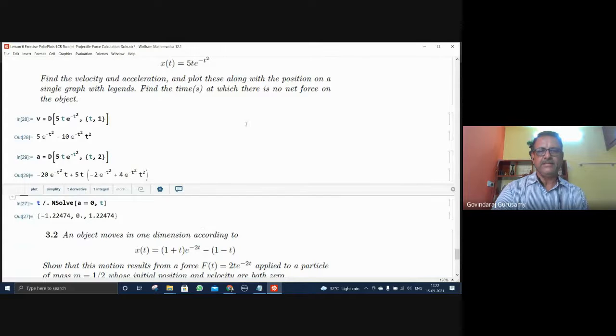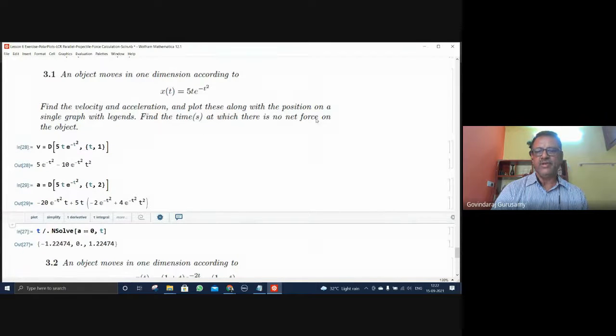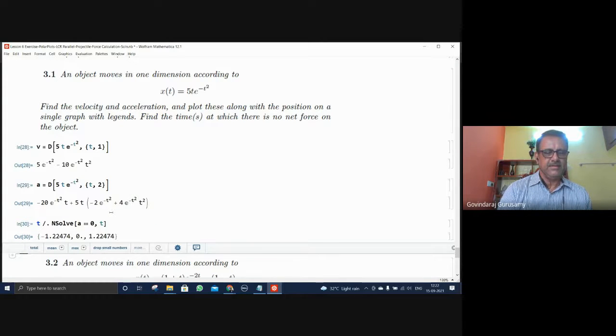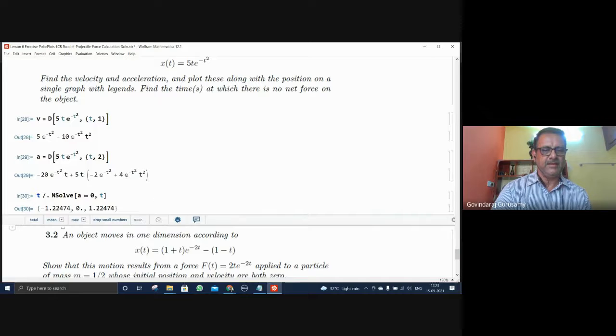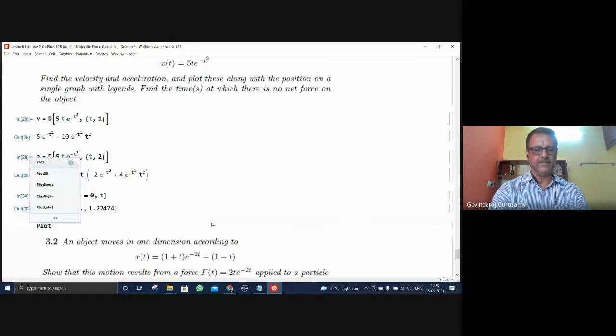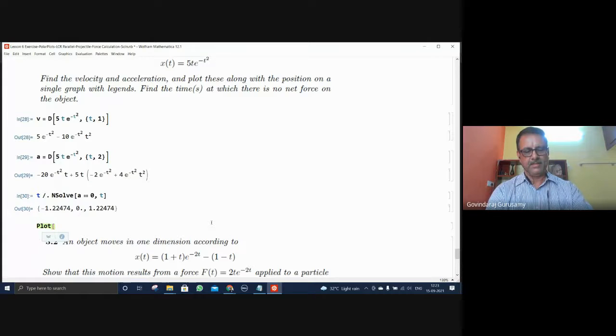Now the question is to find the time at which there is no net force on the object. What does it mean? This acceleration must be equal to 0. Solve them, and you find the time at which it goes to 0. And is that really true? It's possible for us to find out by plotting v and a. So let me make a plot of v and a, and put it in the list here.